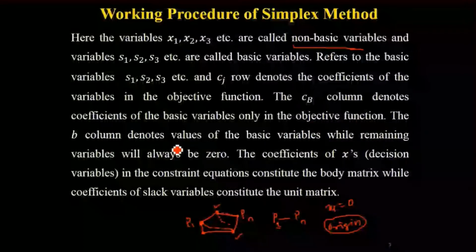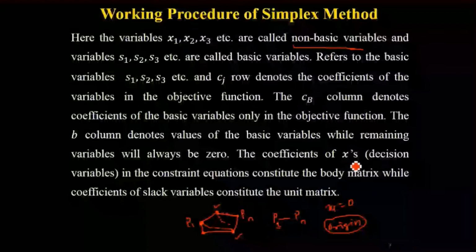The B column denotes the value of the basic variables, while the remaining variables will always be 0. The coefficients of x, that means the decision variables in the constraint equations, constitute the body matrix, while the coefficients of slack variables constitute the unit matrix. We will see all those things in more detail when we solve the example problem.